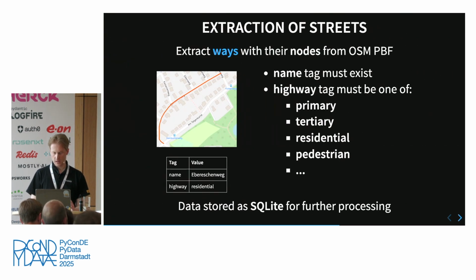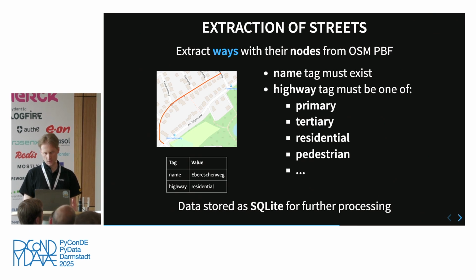I did the same with streets. For this, I extracted the ways from OpenStreetMap, including the nodes they consist of. Again, they must have a name tag, so only named streets are relevant for a search. And there the highway tag is important. I didn't list all of them here. It was more or less the same as with the nodes, and I'm storing them in an SQLite database for further processing.